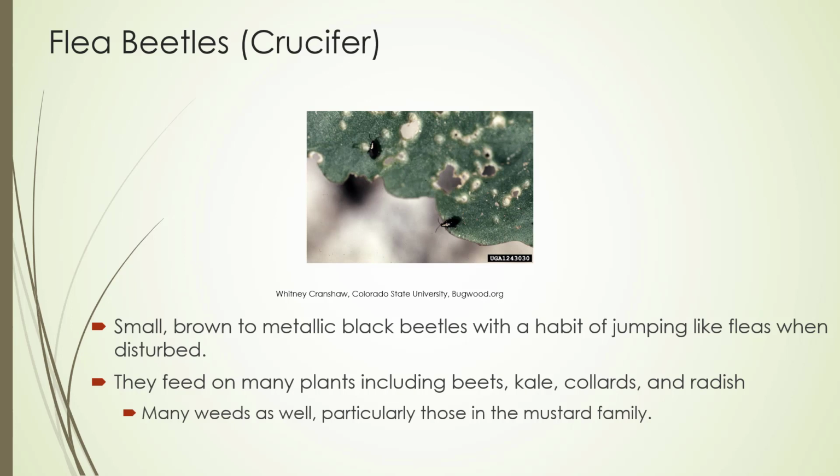Flea beetles. There are a lot of different flea beetles. I'm going to focus on crucifer flea beetles, which are going to go for the mustard plant. They're small, brown or black beetles. They actually jump like fleas. That's why they're called flea beetles. They feed on a lot of different plants, mostly in the mustard family. So it's important when you're managing these. There are a lot of weeds in the mustard family, so they could be harboring these.